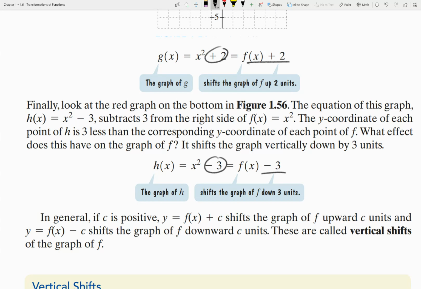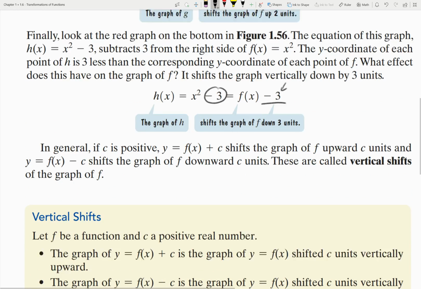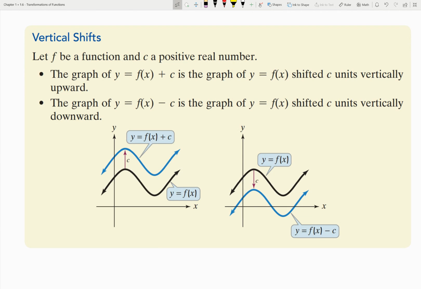So in general, if C is positive, this is C, the thing I'm adding to the function, if it is positive, we're going to shift the function up, and if it is negative, we're going to shift it down. And there is my formal definition for vertical shifts. Again, notice where this number is. It's very important because the horizontal shifts, those numbers are going to be in a different place. So if I add C to the output of the function, the graph is shifted vertically up. Subtracting C shifts it down.